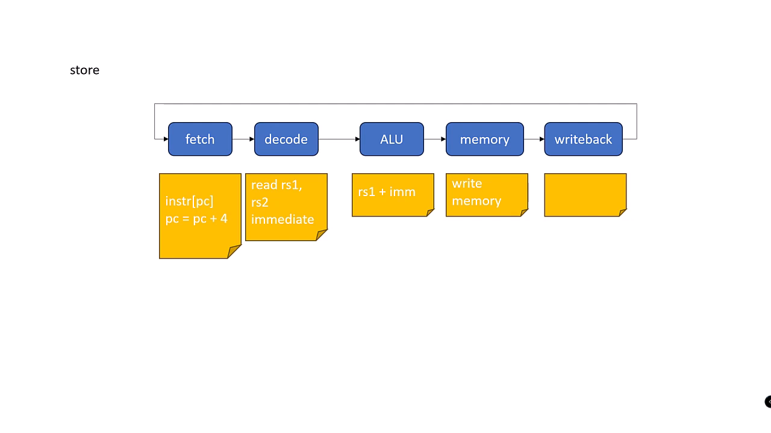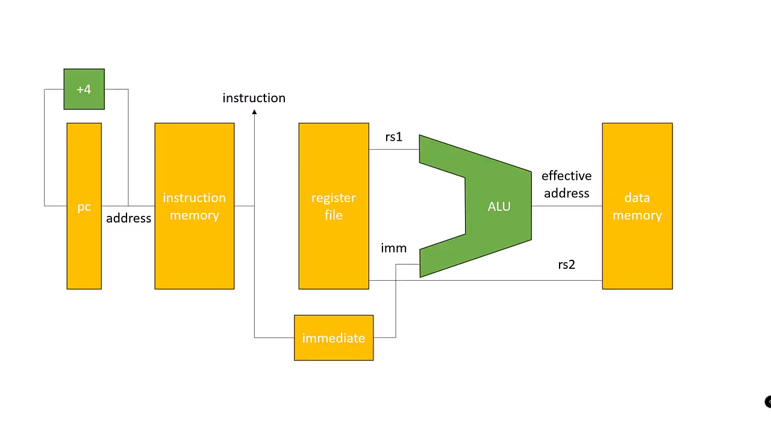A store forms the effective address from RS1 and the immediate value, as with the load instruction. The value to be written comes from RS2. The memory stage writes the RS2 value to the effective address in memory. The PC is incremented by 4. Here is the data path for store.